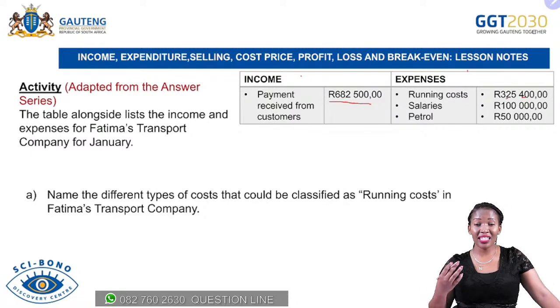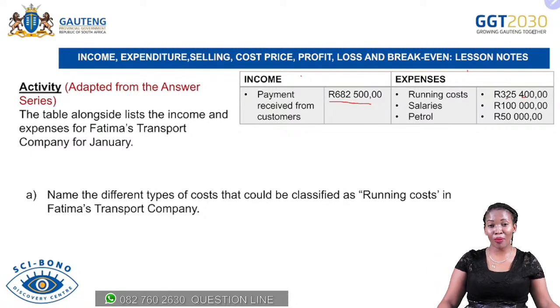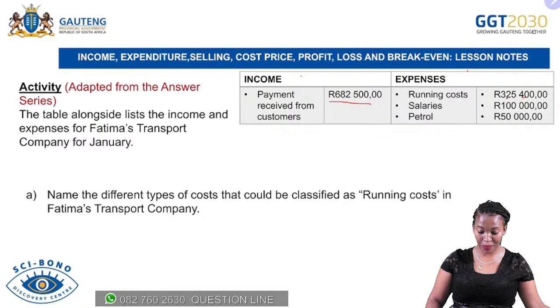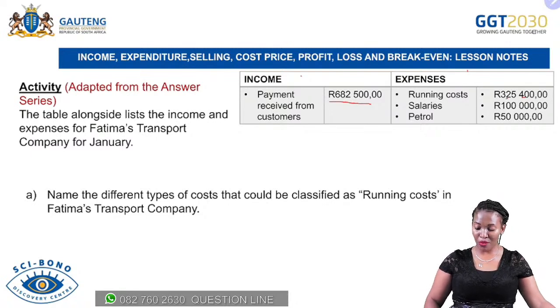Is there anything else that you guys can think of that is an example of a running cost that can fall under this running cost? If there's anything, guys, please remember to drop us that information in our WhatsApp box, and then I will read out your answers. And remember to also include your name and your surname and the name of your school.